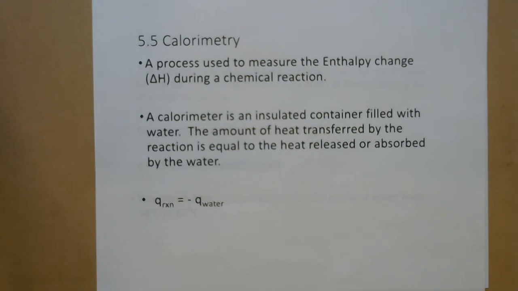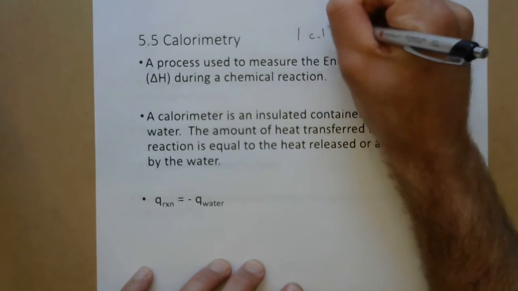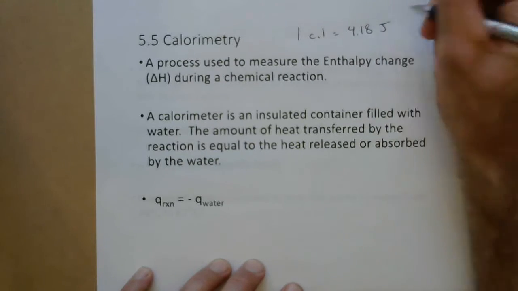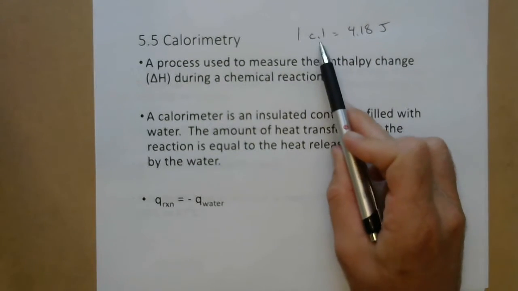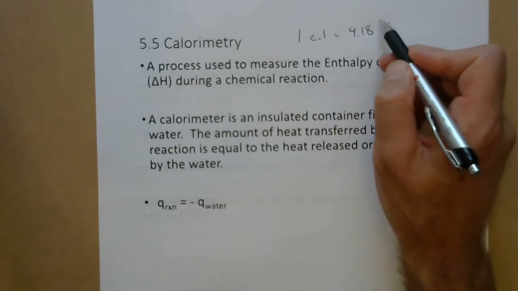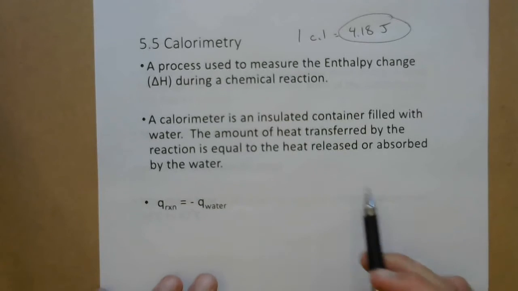In chemistry, we typically measure things in joules or kilojoules. You can convert from kilojoules to joules pretty easily. 1 calorie is equal to 4.18 joules. So it's a pretty easy conversion. If you see things in calories, you can convert it to joules and vice versa. But most of what we do is all going to be measured in joules or kilojoules.